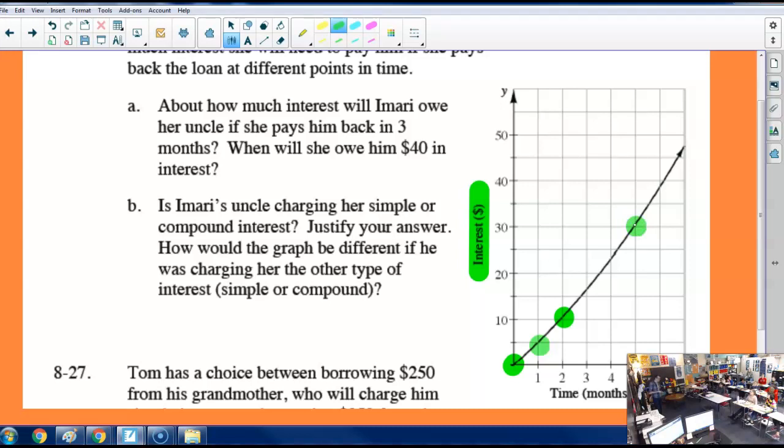Does this look simple or compound? Compound, right? Because it is not straight. It's a line with a little bit of curve.